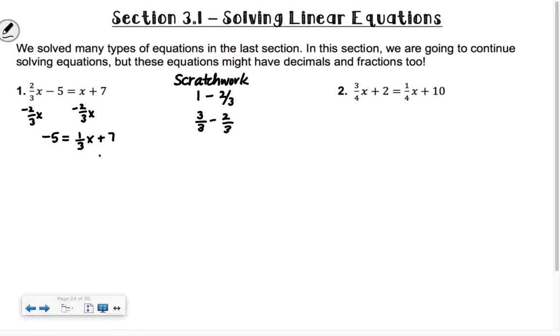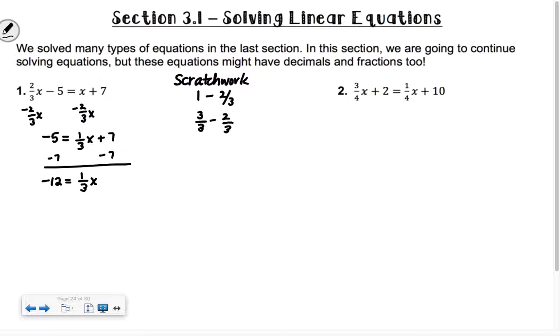So I'm going to subtract my 7, subtract my 7. When I do that, I get negative 12, right? Negative 5 minus 7. It was already negative 5 to begin with. So negative 5 minus 7 is negative 12, and that equals 1/3 x.